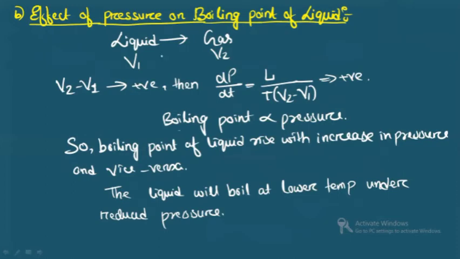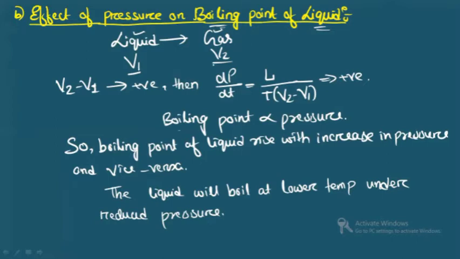Next, you see the effect of pressure on boiling point of liquid. That was the effect of pressure on melting point of solid. This time we will see it for the boiling point of liquid. Now you see when liquid is converted into gas, obviously the volume is increasing. So V1 is the initial volume of the liquid, and V2 is the volume of the gas.